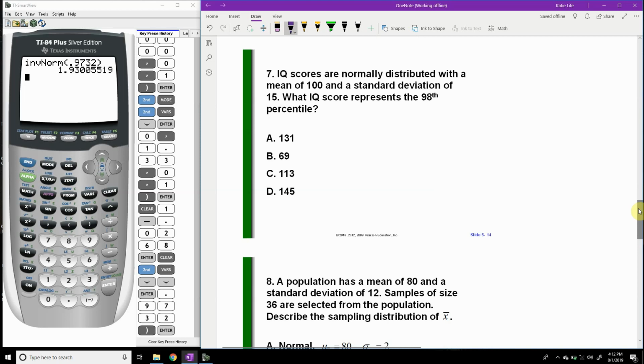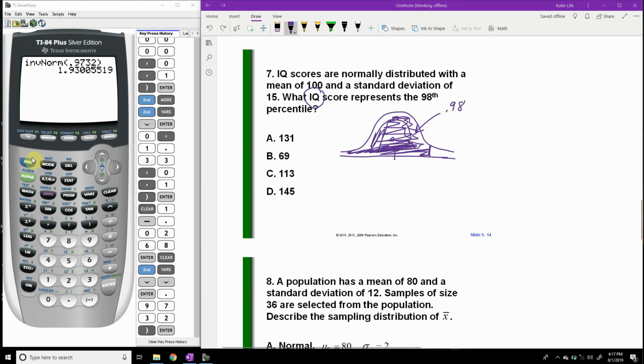Number 7, IQ scores are normally distributed with a mean of 100 and a standard deviation of 15. What IQ score? Okay, now notice this is asking for a data value, not the z-score. What IQ score, what data value represents the 98th percentile? Anytime you see percentile, assume that that means cumulative area. So, right, if the middle is like the halfway point, accumulating 98% means that I'm up here somewhere. I'm way over the halfway point. I've almost got the entire graph shaded in. So we're going to assume that that shaded area is 0.98.